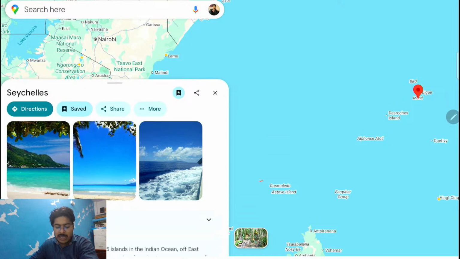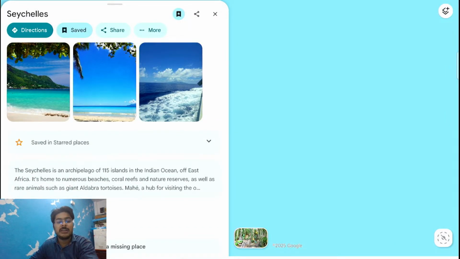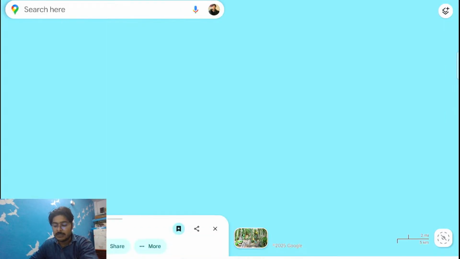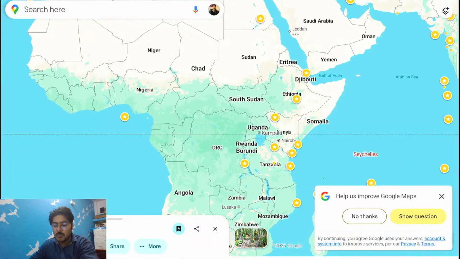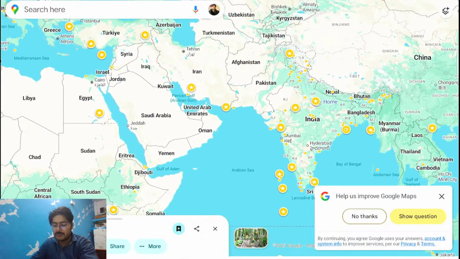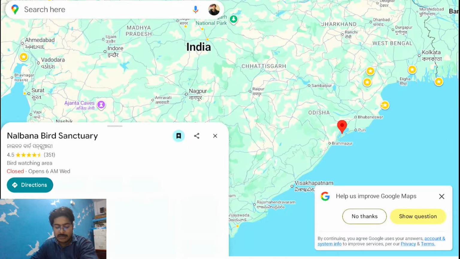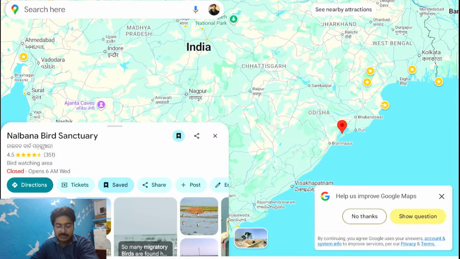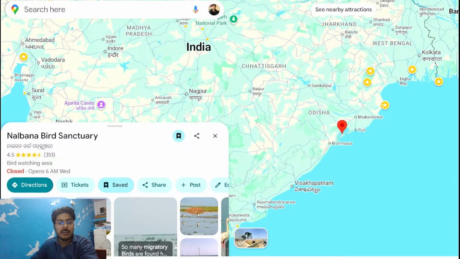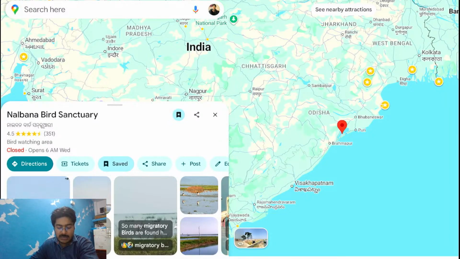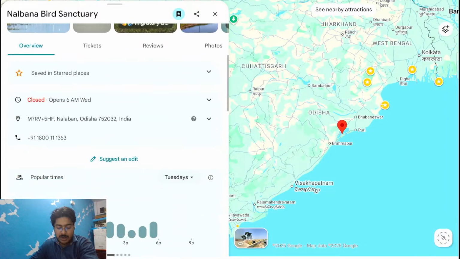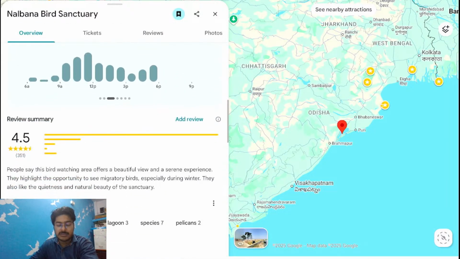And now I can even add some information regarding the same. So whenever you get any new point, you need to remember it. For example, in India, if I zoom in here, this is the Chilka Lake. This is the Nalbana Bird Sanctuary. What I have done is I have pinpointed this with a star. Clear?